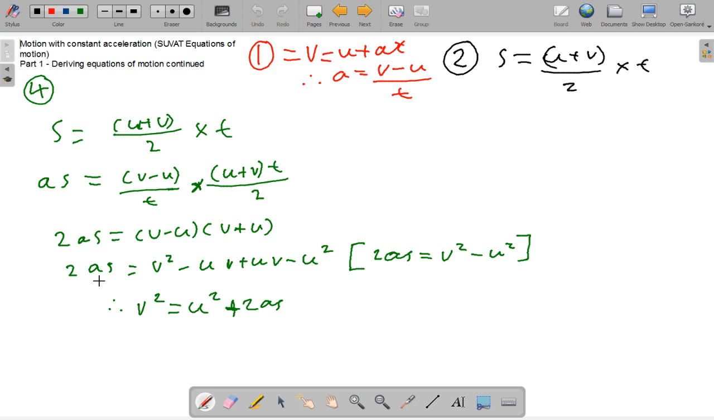So then you expand it, and notice that this part cancels here. Then clearing it up, 2as equals v squared minus u squared. So then v squared equals u squared plus 2as, and that's it. You're done with the four equations of motion. If you remember these four equations of motion, just flick back to the other three.